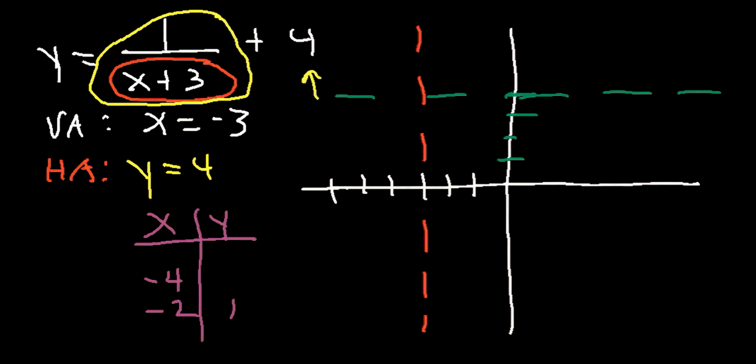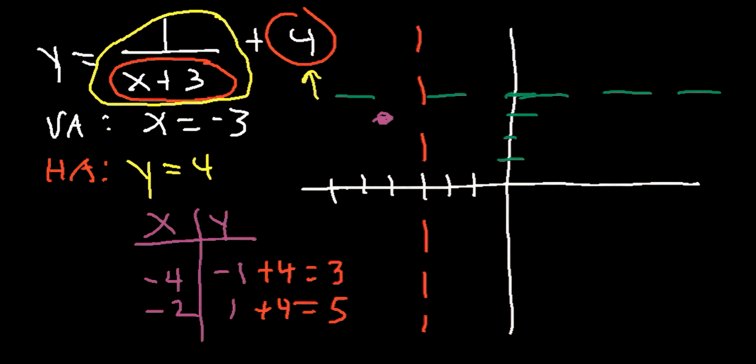1 over 1 is 1. If I plug in -4, -4 plus 3 is -1. And so I got those points. So -4, -1, it's around here. And -2, you know what? I forgot to add 4 to each number. So the y value should be 3. And the y value here should be 5. Can't forget this 4. But I plotted at the right point for some reason. At -2, it should be at 5.